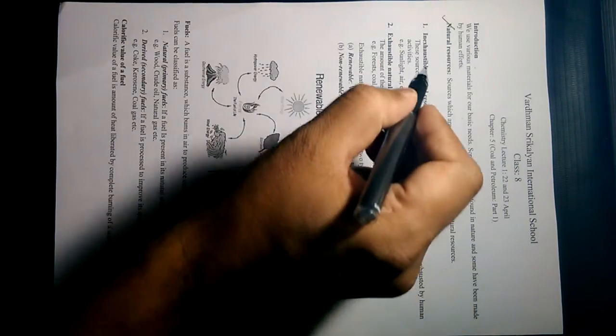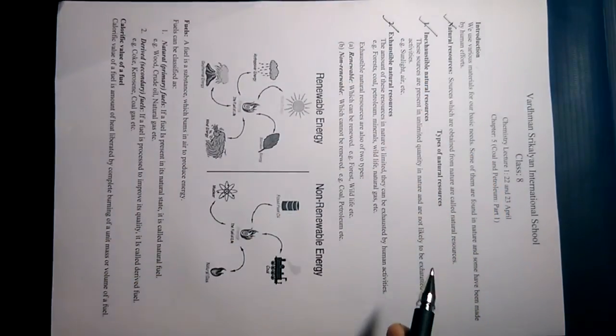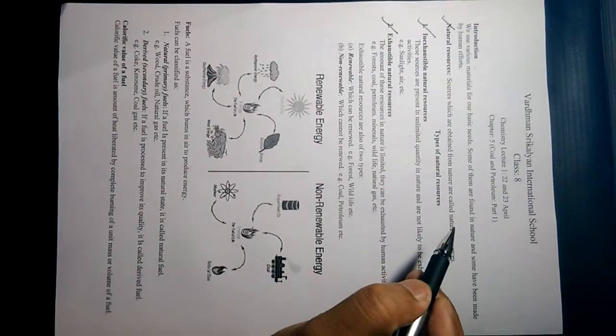Now we are going to discuss the different types of natural resources. Natural resources are of two types. First is inexhaustible and second is exhaustible. Inexhaustible resources are present in unlimited quantity, and exhaustible resources are present in limited quantity.